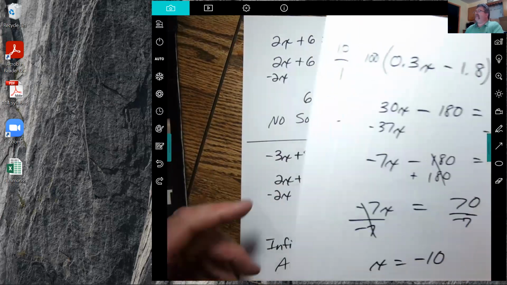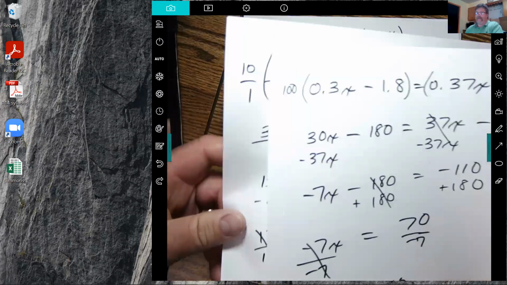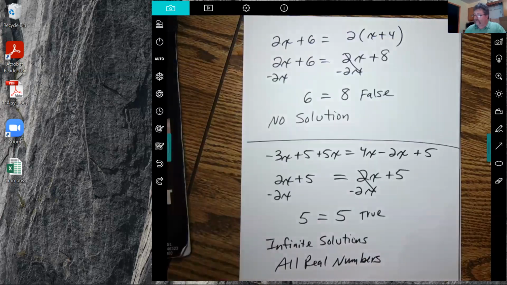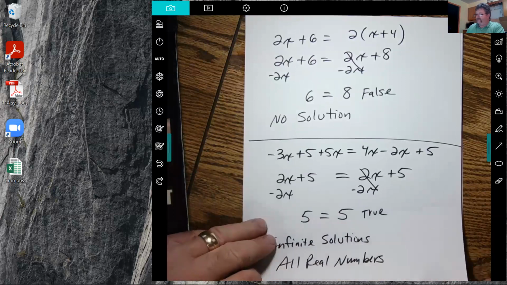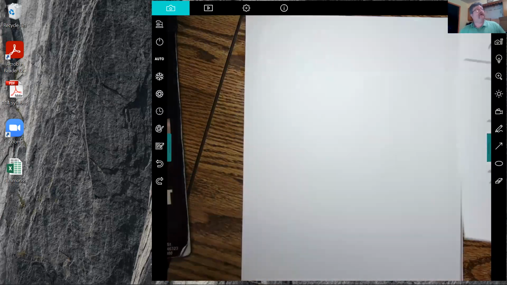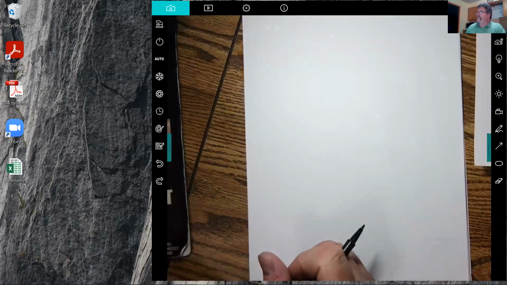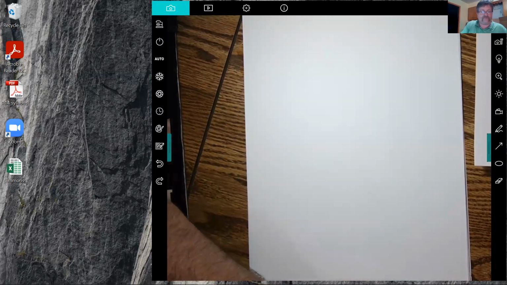All these other ones, exactly one number and only one number works in these linear equations of one variable. Other types of equations have more than one solution, but not these. All right, so between this video and the last, it's a nice little introduction to solving linear equations. In the next video, we'll look at some more fun stuff.